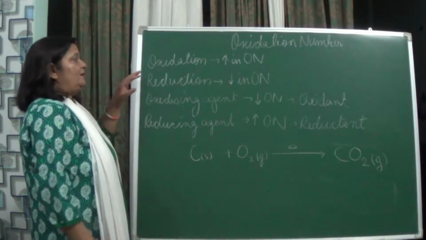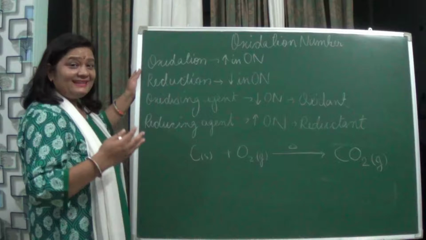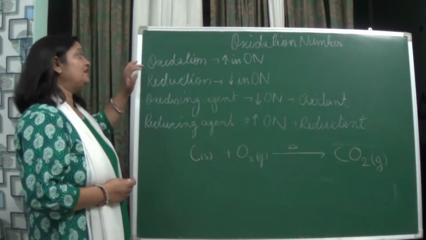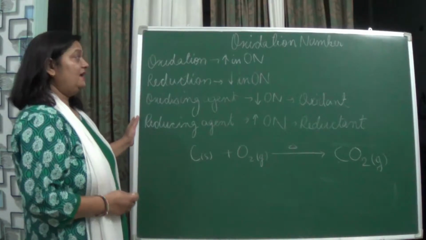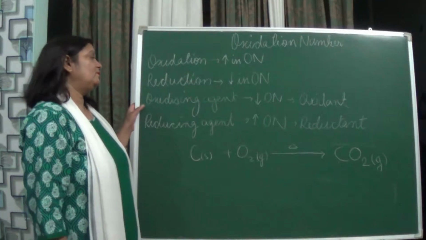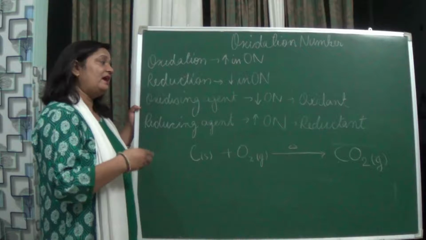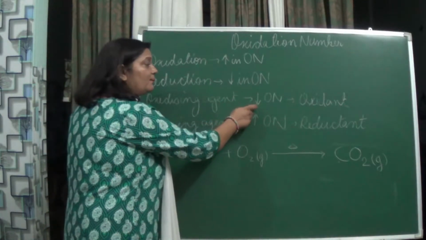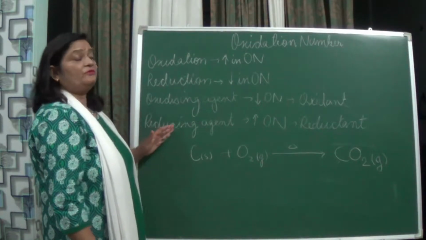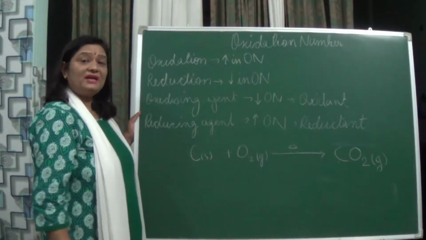If the oxidation number is increasing, which reaction is going on? Oxidation. If the oxidation number is decreasing, which reaction is going on? Reduction. In an oxidizing agent, when it acts, the oxidation number decreases and it is known as oxidant. In the case of a reducing agent, the oxidation number increases and that is known as reductant.